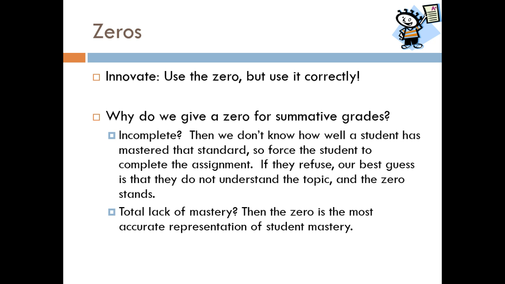Why would you give a zero for a summative? If it's incomplete, well, we don't know. So make the kid come in and complete it. If they refuse to complete it, then hey, you know what? Our best guess probably is a zero. The zero stands. Is the zero there because they totally lack any mastery? Well, fine. Then it's a zero. They deserve that zero.